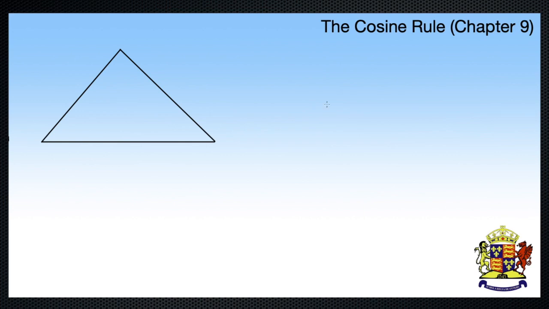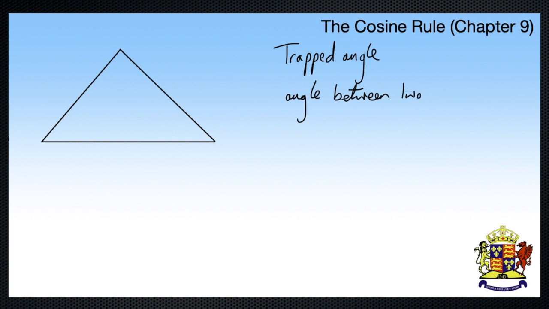The cosine rule. Well, the cosine rule, like the sine rule, helps us to work out missing lengths and missing angles in non-right-angled triangles. And the cosine rule is all concerned with something called a trapped angle. Now this means you have an angle between two sides. I should say two known sides. All angles are between two sides, between two known sides.